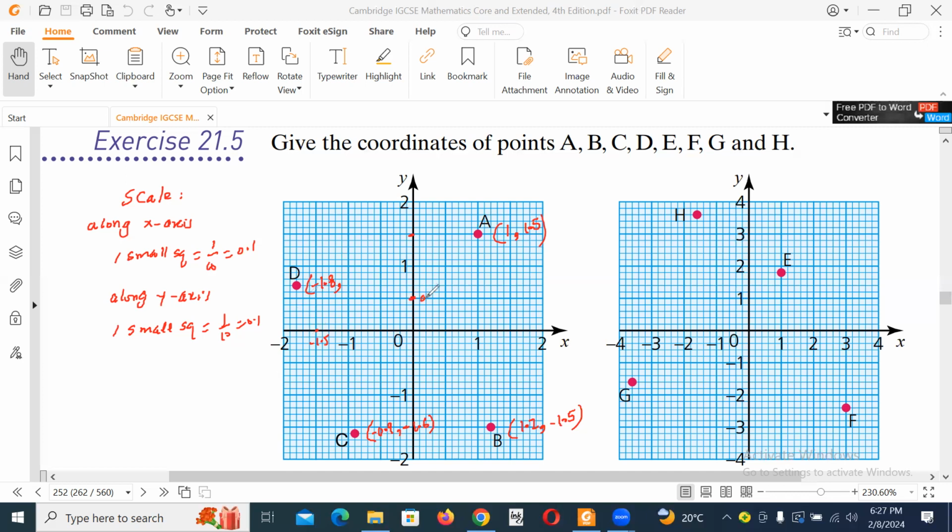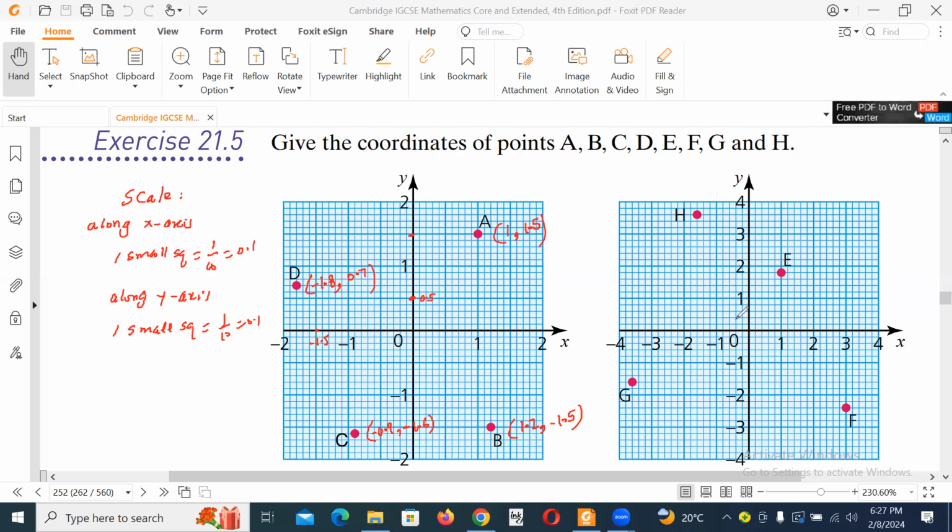This one is exactly 0.5. So from 0.5 up, we have two boxes. If you check carefully, 1, 2 means 0.7, 0.7. So these are the points we write: A, B, C, D. I hope you understand.